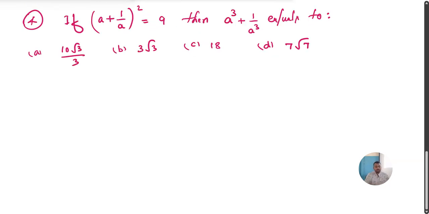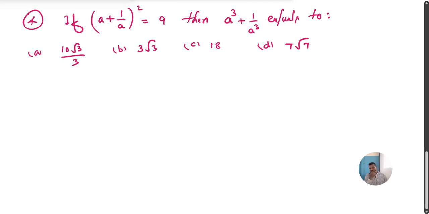Yes, question number 4. If a plus 1 by a whole square is equal to 9, then what is the value of a cube plus 1 by a cube? Here they have given the value of a plus 1 by a whole square, and they are asking us to find the value of a cube plus 1 by a cube. The options are 10 root 3 by 3, 3 root 3, 18, 7 root 7. Which is the correct answer?